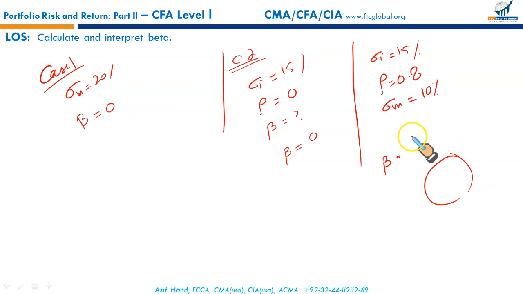So beta is going to be the coefficient of correlation of the asset to the market, that is 0.8 times 15% upon 10%. So if you simplify, it's going to be 1.2. So this is greater than 1, which means it will be more responsive to the changes in the returns on the market. So that ends your LOS, calculate and interpret beta.